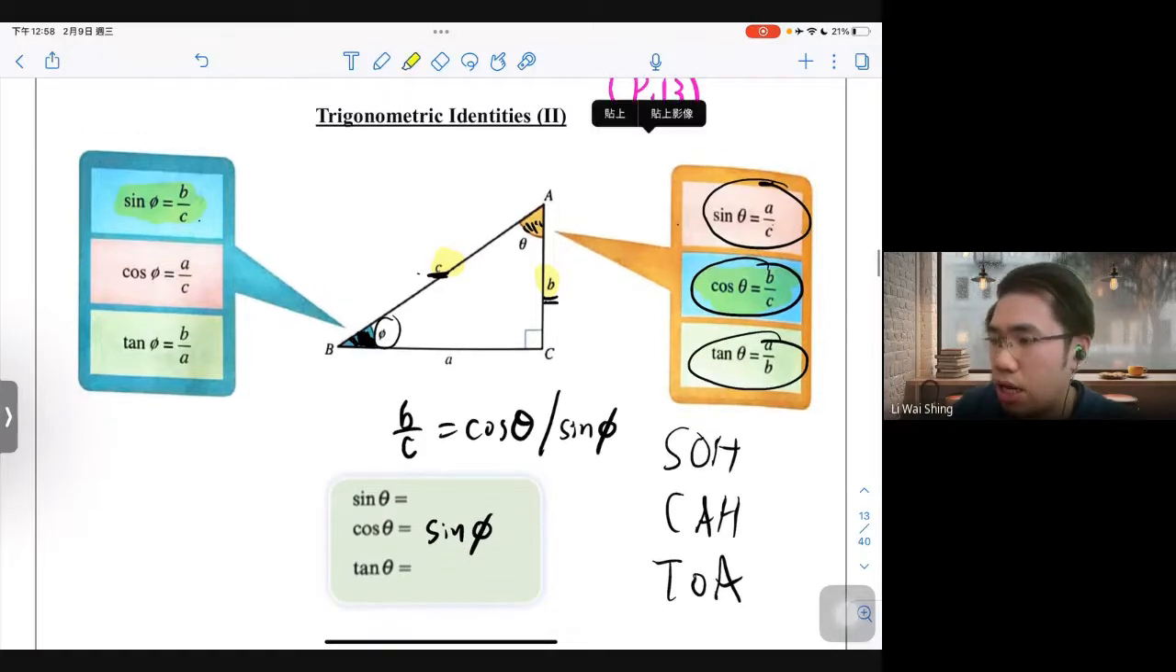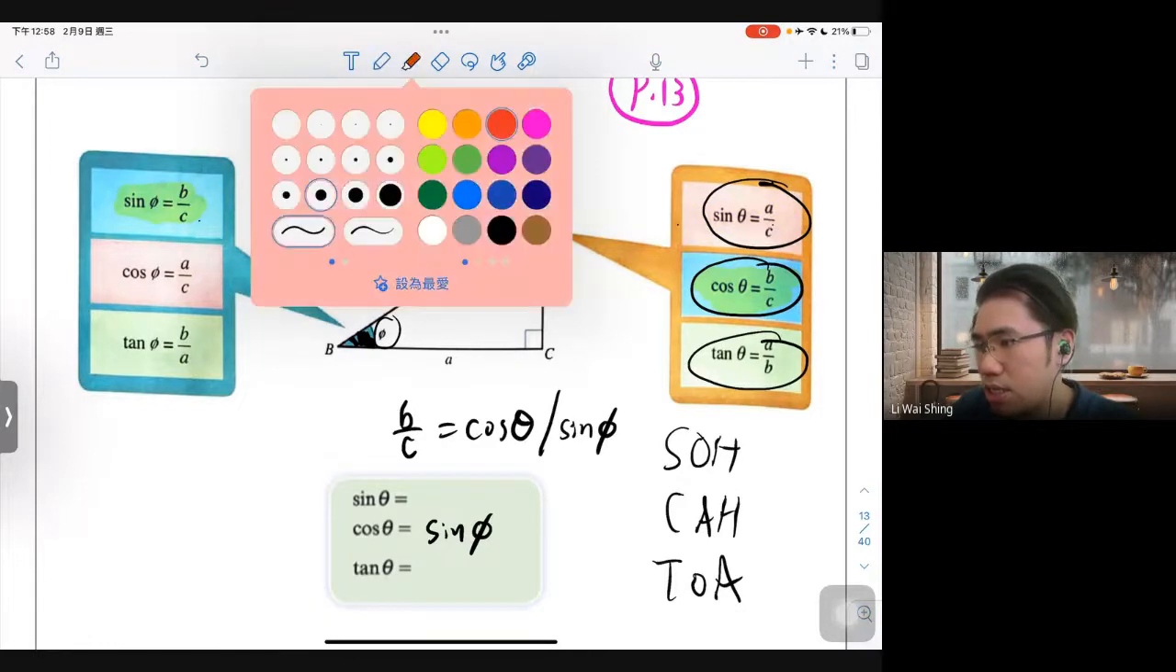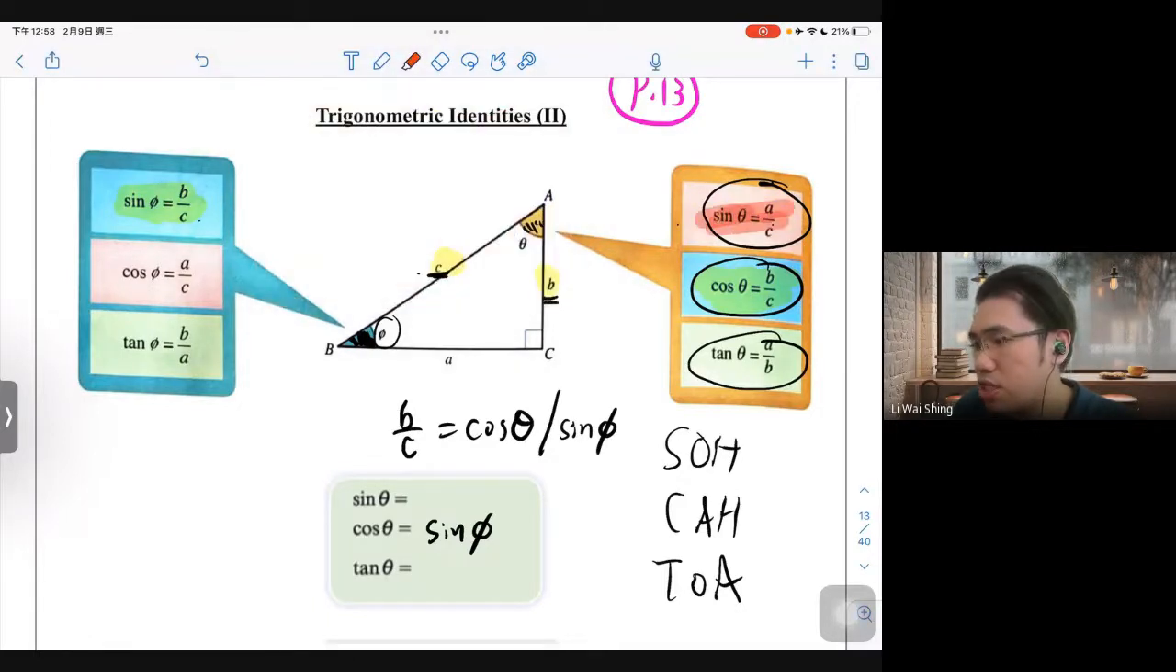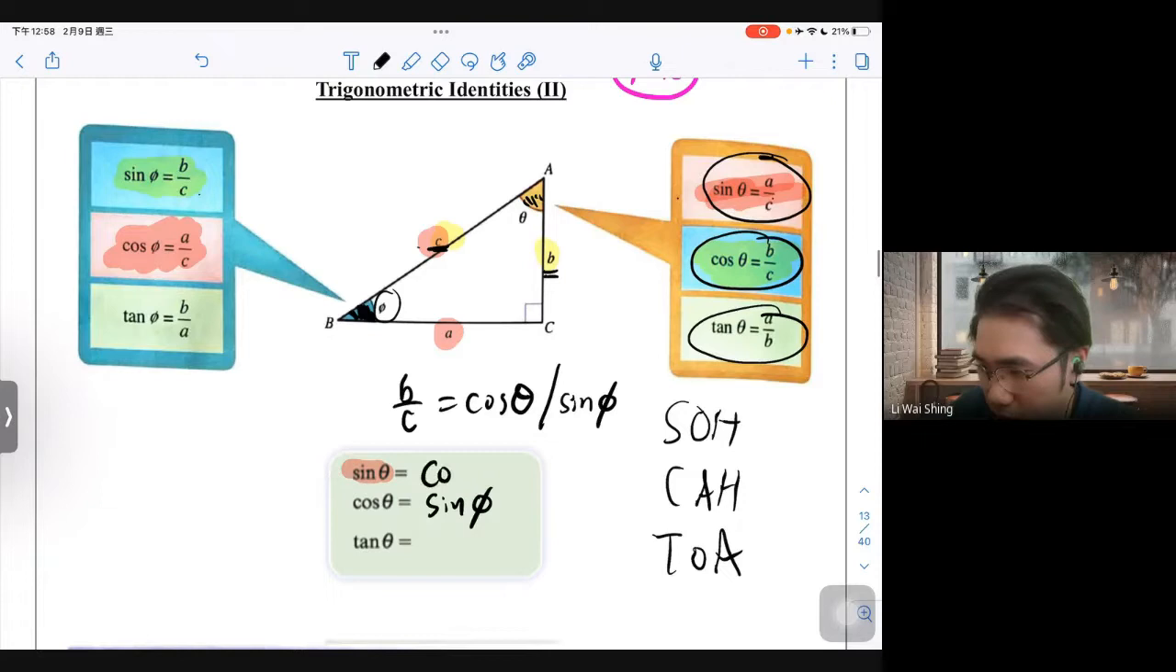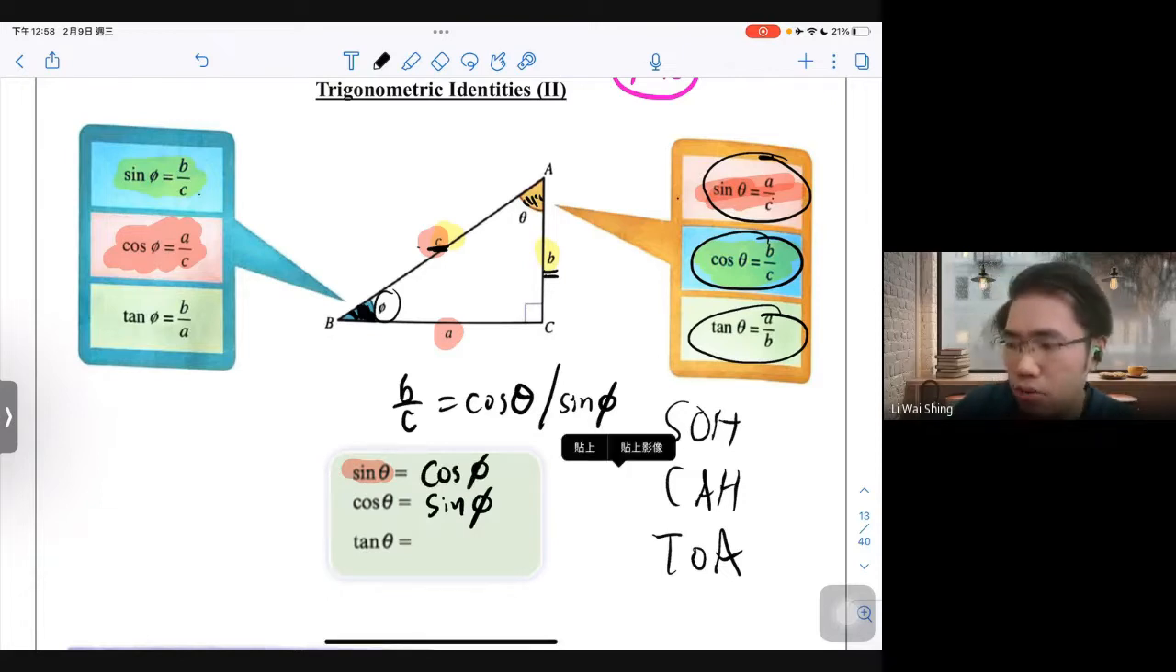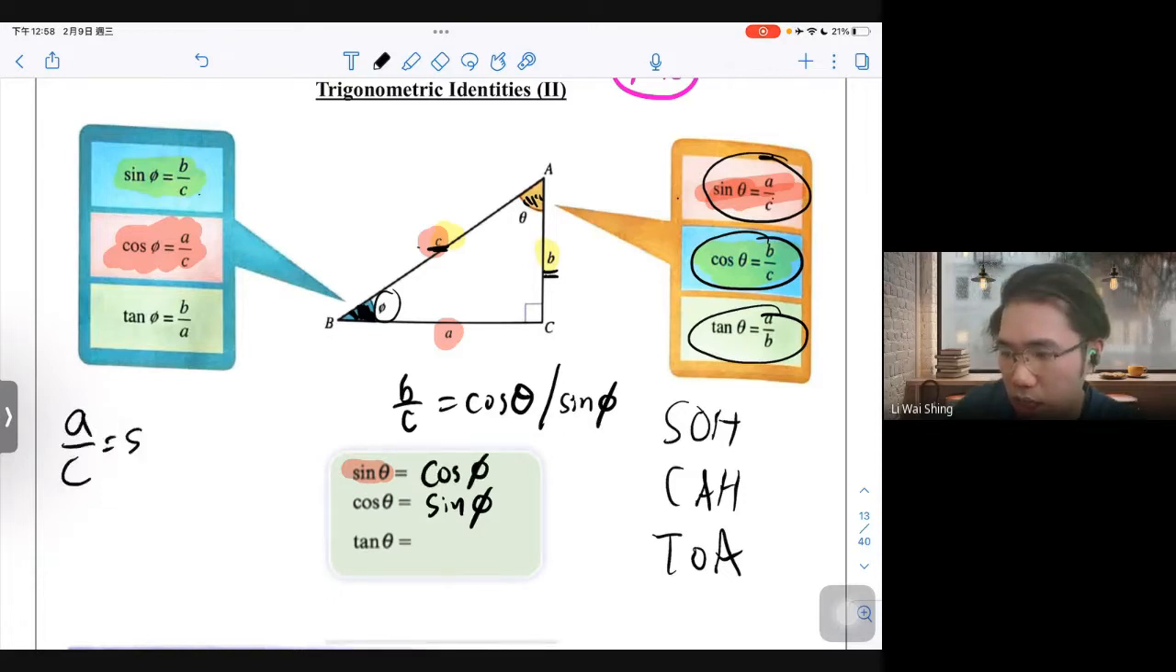Okay, another example, sine theta. Sine theta is A over C. However, A over C in here is cosine phi, right? A over C is cosine phi. So you know that these two are equivalent. A over C is equal to sine theta as well as equal to cosine phi.